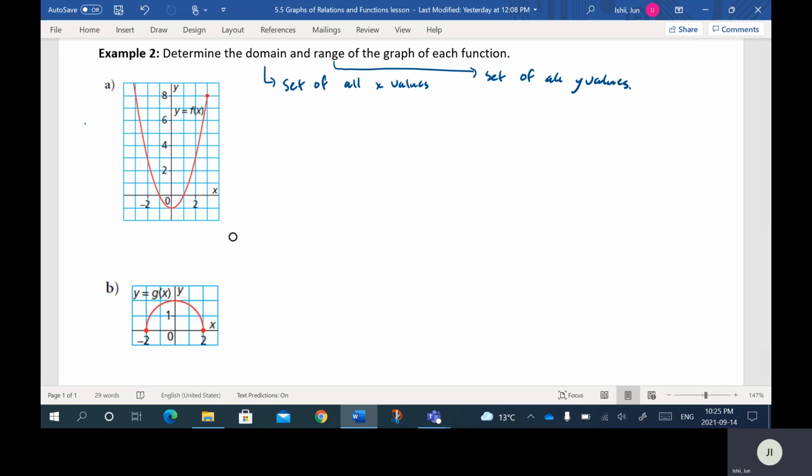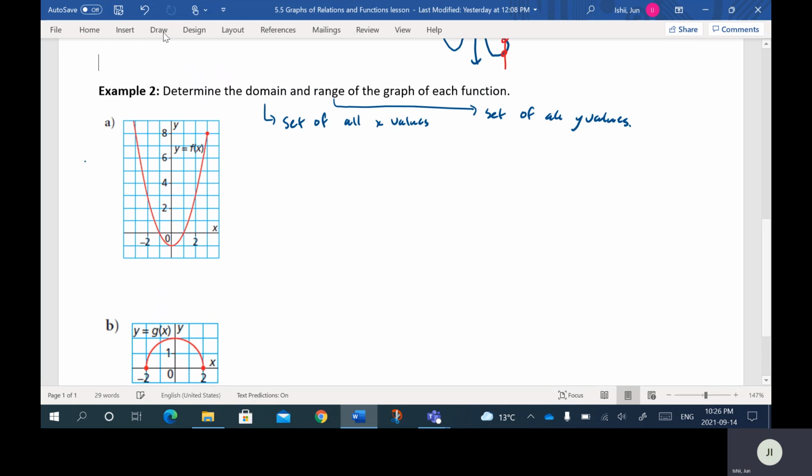I'm going to do my best to explain, using this function here, how to find the domain. When it comes to x values, the x-axis is the horizontal one, which goes left and right. What we want to do is imagine that we are running a scanner left to right, and we want to see where there is a function.